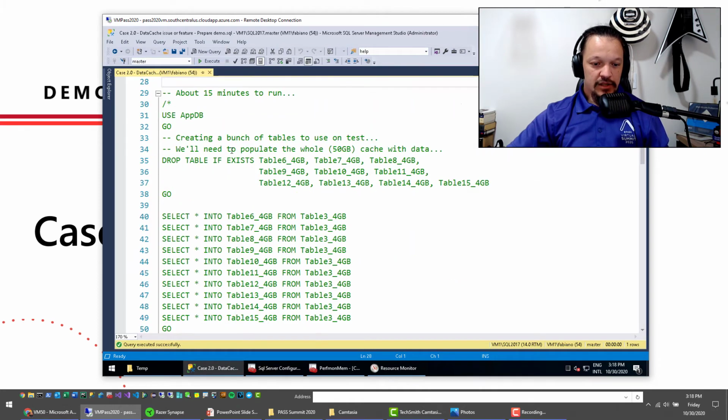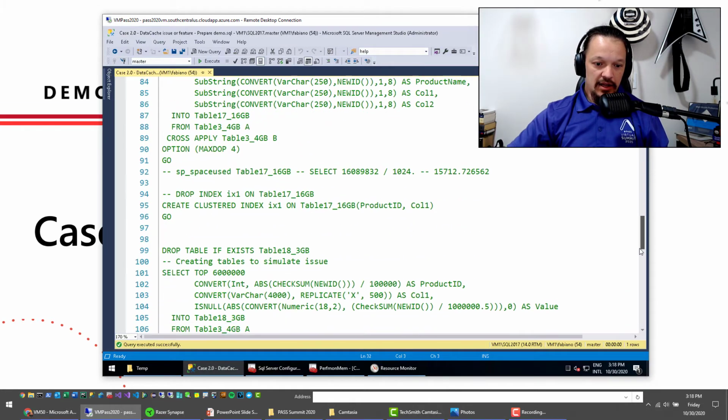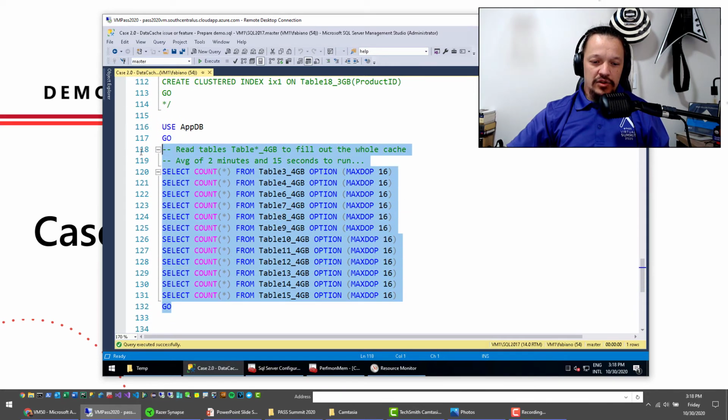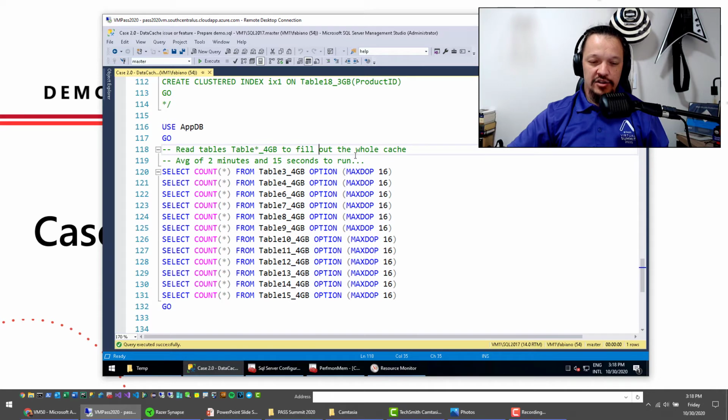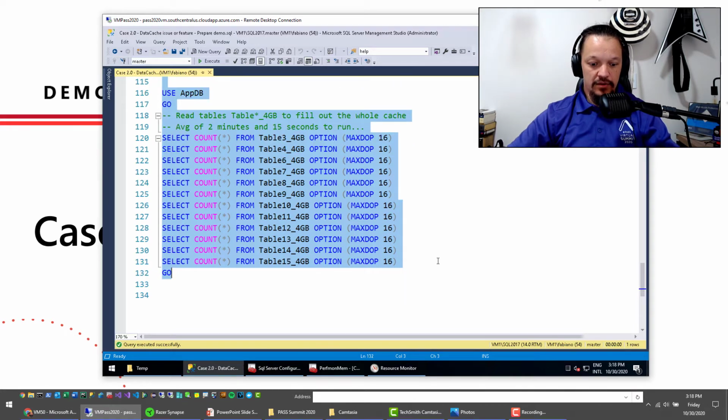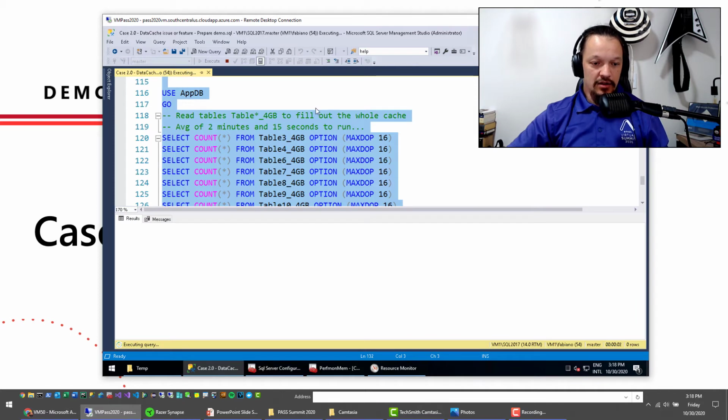Yep. So again, I'm creating a few other tables here. You only have to do it once. And then I'm also reading a few tables here to fill out the whole cache. So I have 15 gig available. I'm reading a bunch of tables here, enough to fill out the whole cache. So I want a hot cache, or a cache that has already hit the target of the max memory.